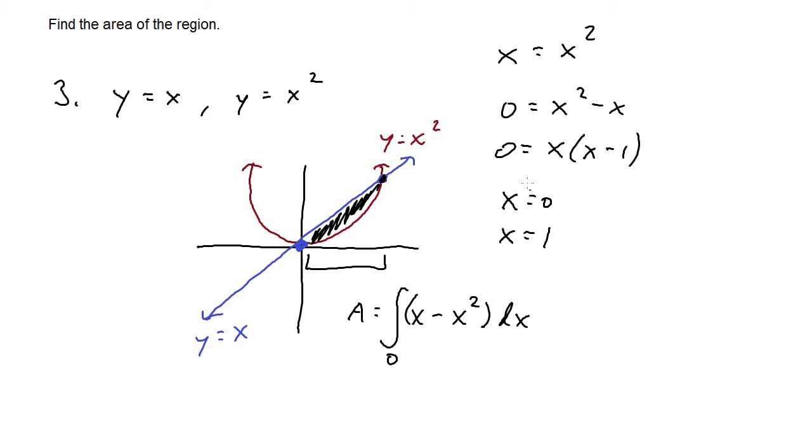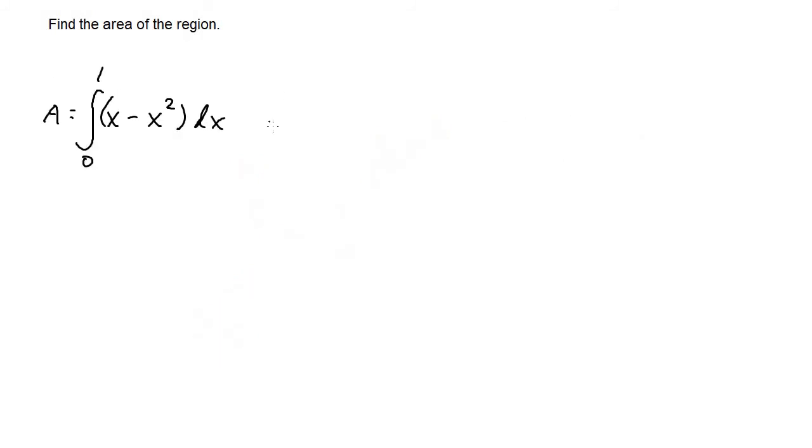So one of our intersection points, as we've already mentioned before, is at x equals 0. The other intersection point is at the x value of 1. So then I can say the area equals the integral from 0 to 1 of x minus x squared dx. Now let's go ahead and integrate. The integral of x is going to be x squared over 2, and the integral of negative x squared is negative x cubed over 3. Then we can evaluate from the x bounds of 0 to 1.